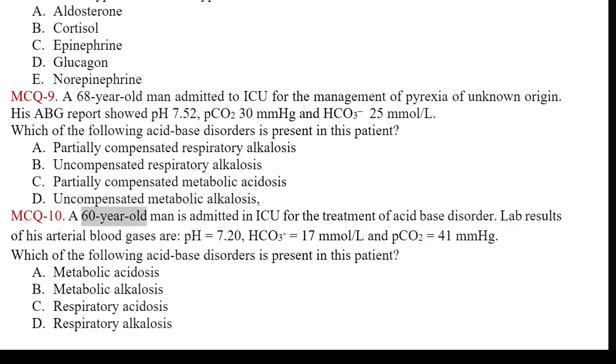MCQ 10. A 60-year-old man is admitted in ICU for the treatment of acid-base disorder. Lab results of his arterial blood gases are pH equals 7.20, HCO3- equals 17 mol/L and PCO2 equals 41 mmHg. Which of the following acid-base disorders is present in this patient? Metabolic acidosis, metabolic alkalosis, respiratory acidosis, respiratory alkalosis.